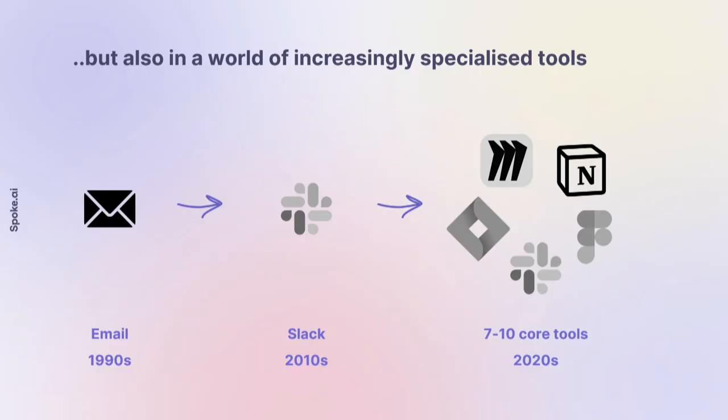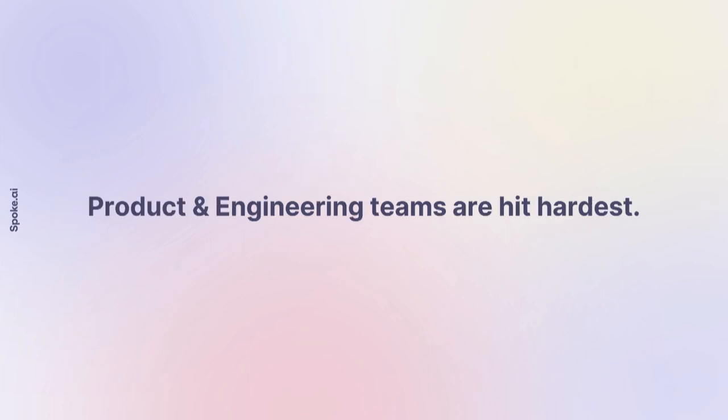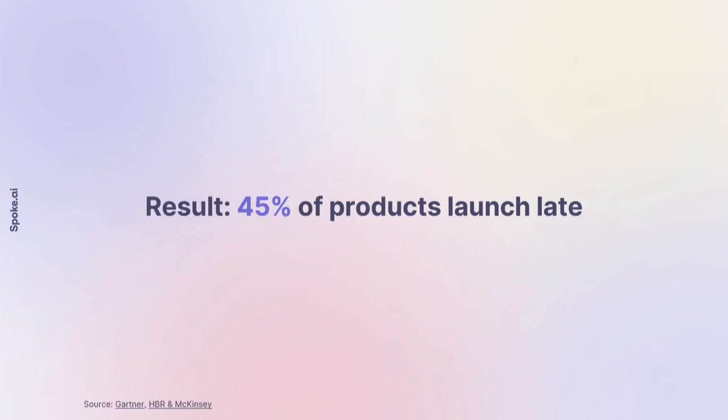And at the same time, we also live in a world where we use increasingly many tools, right? This is simplifying a little bit, but we moved from email to Slack to now many of us using 7 to 10 tools every day, which is great because those tools are super specialized, but it also means that our communication is dispersed across all of these tools. And we're eventually overwhelmed by information in all of these tools. And from what we see, product and engineering teams are actually hit hardest because they have rather complex workflows across 7 to 10 tools every day.